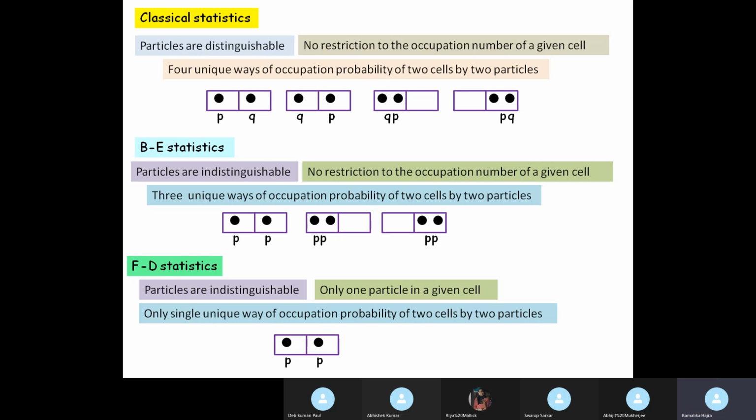If you can make this concept clear, then you will have no difficulty understanding the statistics. Okay. So with these things in mind, in our next class we will go over Bose-Einstein statistics and study in detail how the Bose-Einstein distribution formula is obtained when the particles in a system follow Bose-Einstein statistics. Okay. Any questions now?